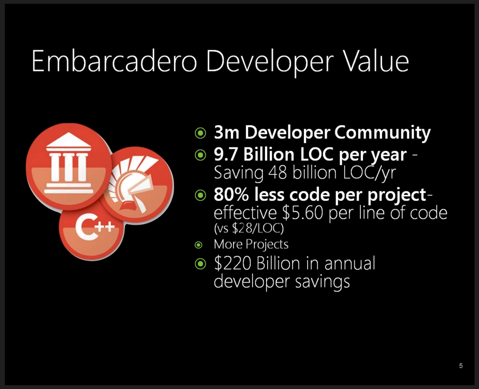Embarcadero developers. And one of the things that we've done some studies on quite a bit is the approach that we help support with development, and in particular, the visual development approaches and the benefits of using the VCL and FireMonkey frameworks for developers, which relates to about having to write about 80% less code. So effectively, you guys who are using Delphi C++ are spending about $5.60 per line of code.